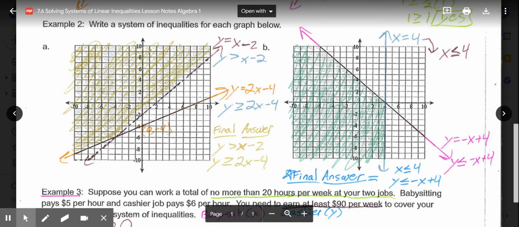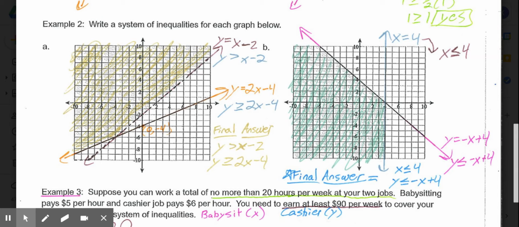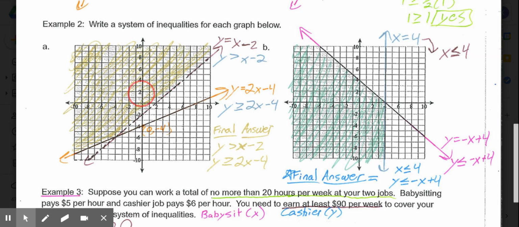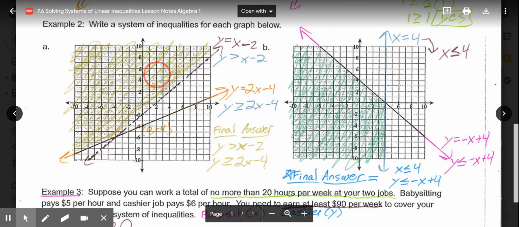So in this case, what I would want to think about is, if I'm looking at what numbers are off to the left of this line, it would be all the values greater than. And the way that we know that is if I pick a point in the shaded region, let's say 0, 2. The 0 goes in for x, the 2 for y. So that'd be 2 is greater than 0 minus 2. 2 is greater than -2, so we know our symbol would be greater than because they shaded that way.